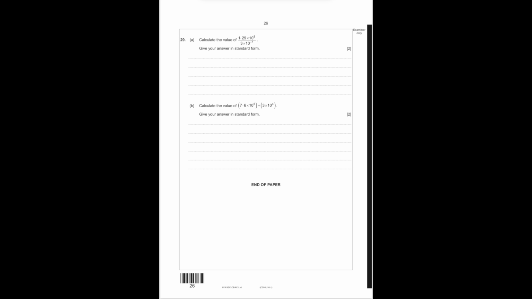Calculate the value of this sum. Give your answer in standard form. So this is a division sum, guys. So what we're technically doing is 1.29 times 10 to the power of 5 divided by 3 times 10 to the power minus 7. So when we're dividing in standard form, we're going to do 1.29 divided by 3, which is 0.43.